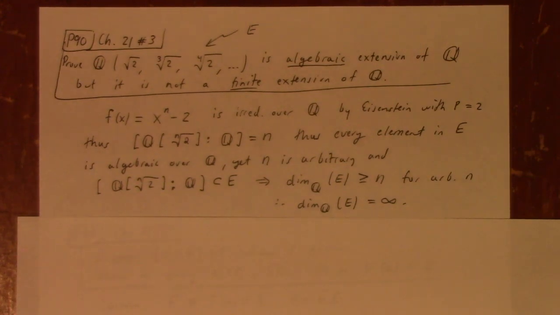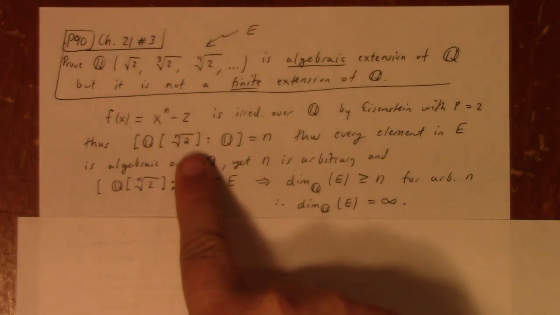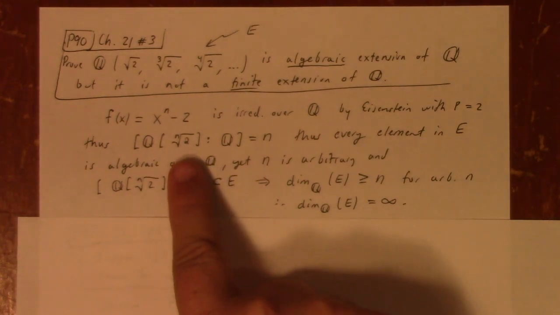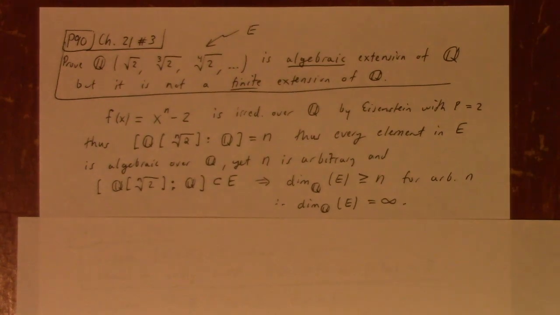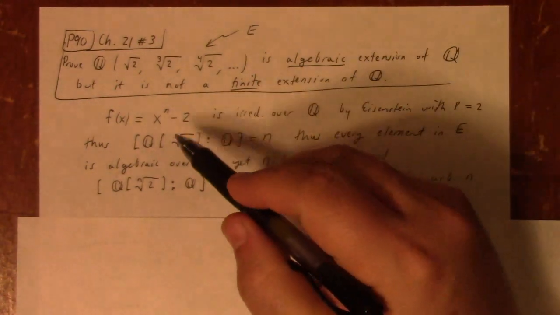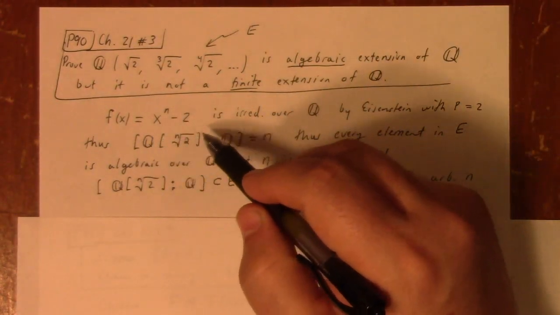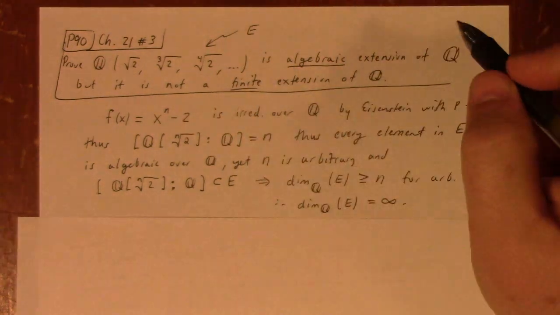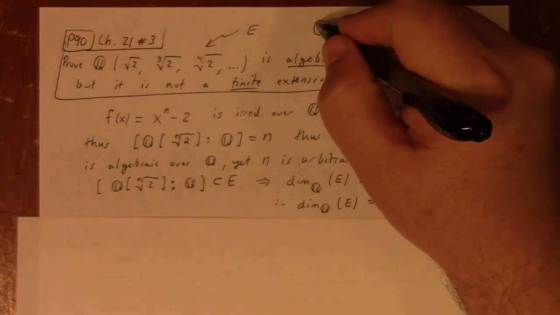So first of all, notice that x to the n minus 2 is irreducible over Q by Eisenstein with p equals 2. And it follows then that the extension by the nth root of 2, which we can look at as the quotient of Q of x by x to the n minus 2, if you like. I hope that's not too big of a jump.